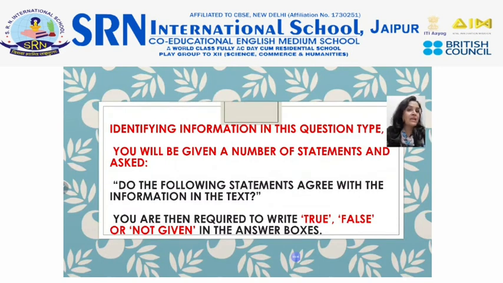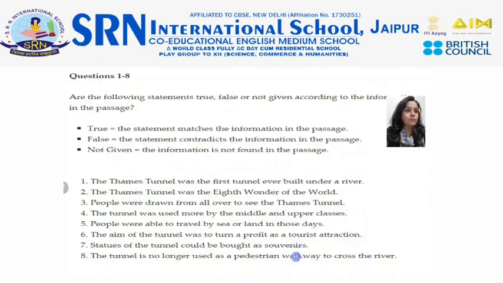Now let's see a format of this particular question. Here you can see that question number 1 to 8 states: are the following statements true, false or not given according to the information in the passage? Clearly the meaning of true, false and not given is given, and there are a set of 8 sentences where you have to identify these sentences. Let's move ahead.